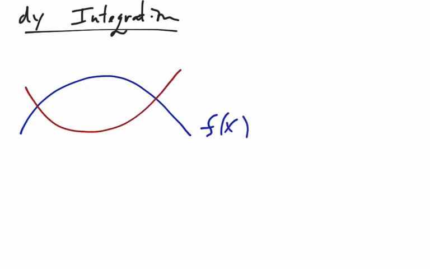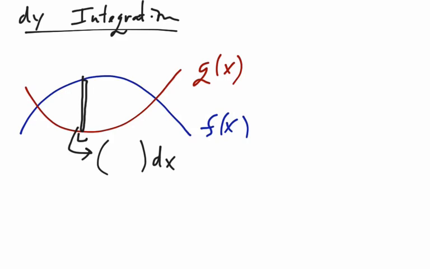In a dx integration, you have two functions, f of x and g of x. When you set up the integral, essentially what you're doing is drawing in a representative rectangle. This rectangle has an area, base times height. The base is always the dx because it's a small horizontal change. And the height, we do the top minus the bottom. The top is f, and the bottom is g.